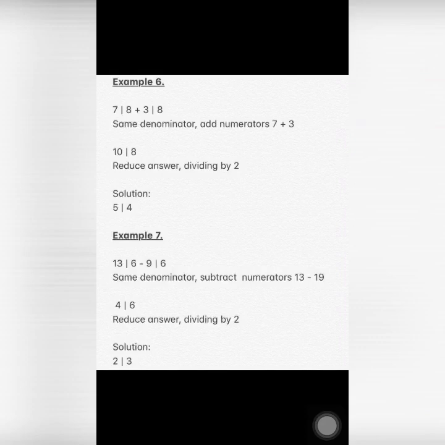So another example, 13 over 6 minus 9 over 6. It has the same denominator. So subtract the numerators. 13 minus 9 is equal to 4. So 4 over 6. Reduce the answer by dividing by 2. So the solution is 2 over 3.